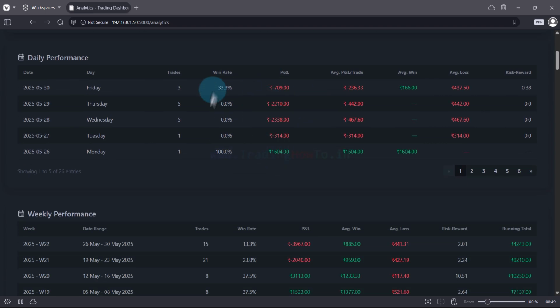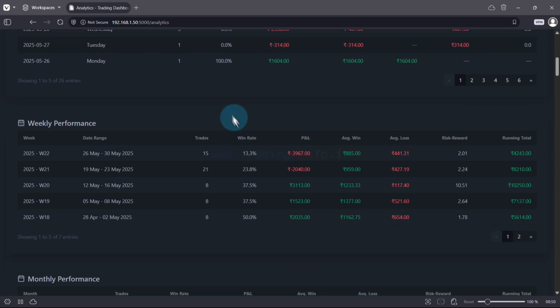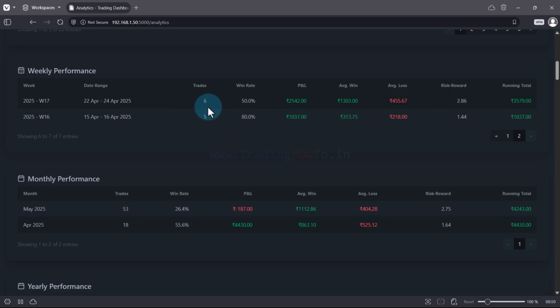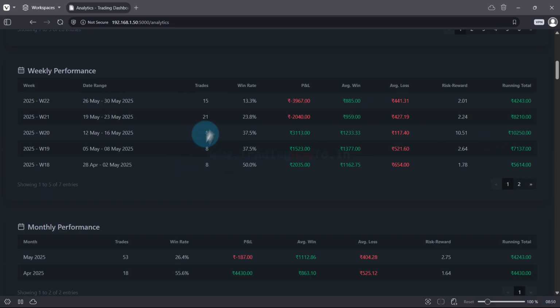Then if I go to the daily performance, we can see my recent trades in here. When I'm losing, I have taken more trades. When I'm winning, I have taken fewer trades. Now if you go to the weekly performance, those things reflect in here. When I started, in a week I was taking around 5, 6 and 8 trades. But in the last 2 weeks, I have taken more trades. Hence, I have made more losses. So that is one thing that is concerning at this particular moment.